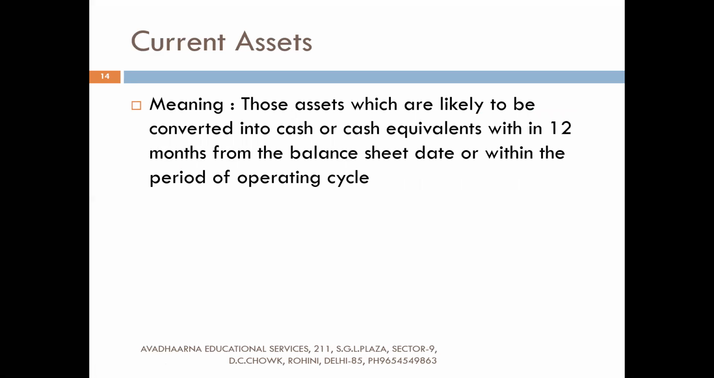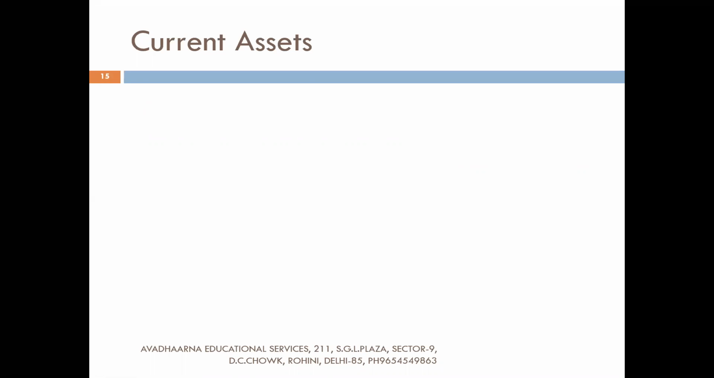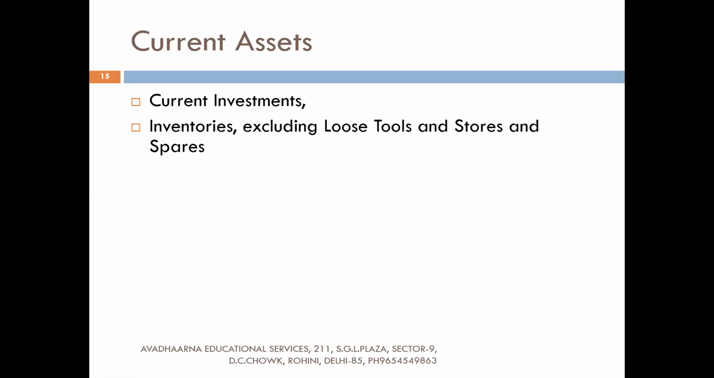Now, what are current assets? Current assets are those assets which are likely to be converted into cash or cash equivalent within 12 months from the balance sheet or within the period of operating cycle, whichever is more. So if you prepare the list of your current assets, they are: first, current investments; second, inventories. Now, one thing need to mention over here, that here inventories exclude loose tools and stores and spares.